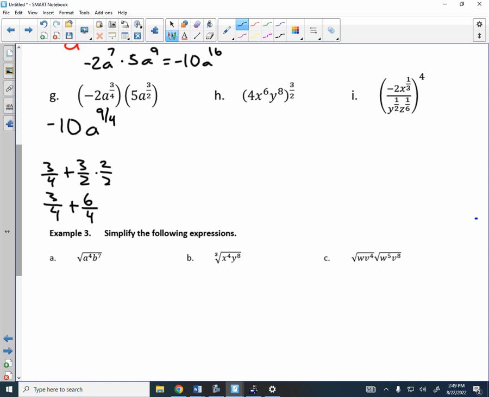Oh, excellent. Thank you for bringing that up. Okay. No, you were fine to leave it like this, but you could write it like this. Negative 10 times the 4th root of a to the 9th. So this bottom number means the root, and the top number means the power. You see that? So I just prefer you to probably leave it like that, but if you did want it written like that, that would be accepted. Yes?